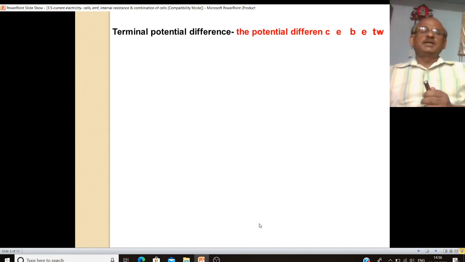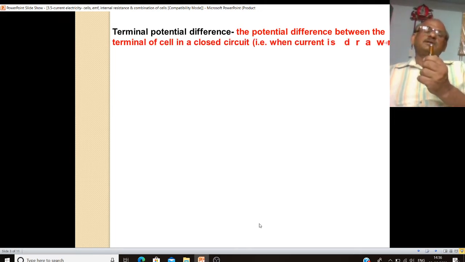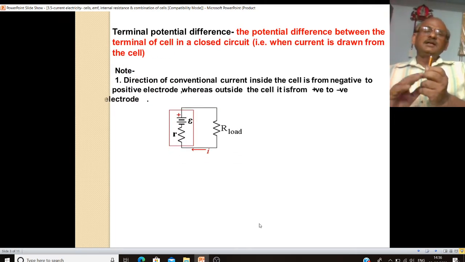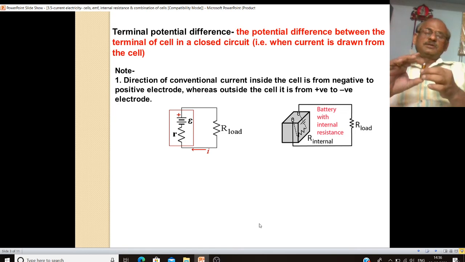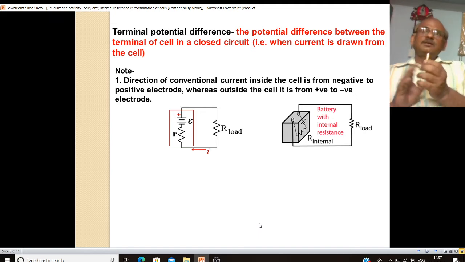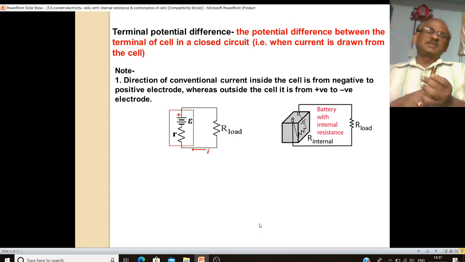Now the terminal potential difference. If this cell is connected in a circuit and current is drawn from the cell, then the potential difference across the positive terminal and negative terminal is called terminal potential difference. In short, we can say, for a cell in open circuit, the potential difference between its plates is the electromotive force. When current is drawn from the cell, then it is the terminal potential difference.